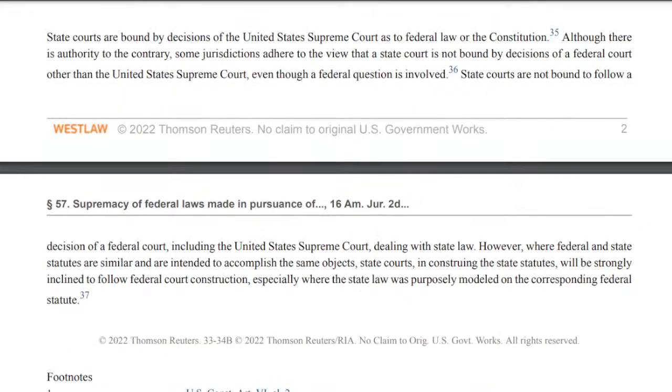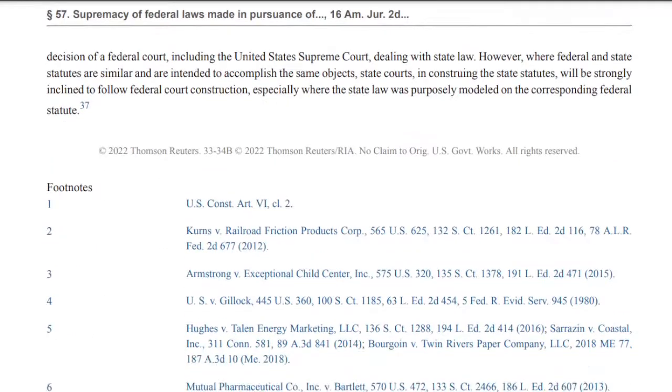State courts are bound by decisions of the United States Supreme Court as to federal law or the Constitution. Although there is authority to the contrary, some jurisdictions adhere to the view that a state court is not bound by the decisions of a federal court other than the United States Supreme Court, even though a federal question is involved. State courts are not bound to follow a decision of the federal court, including the United States Supreme Court, dealing with state law.